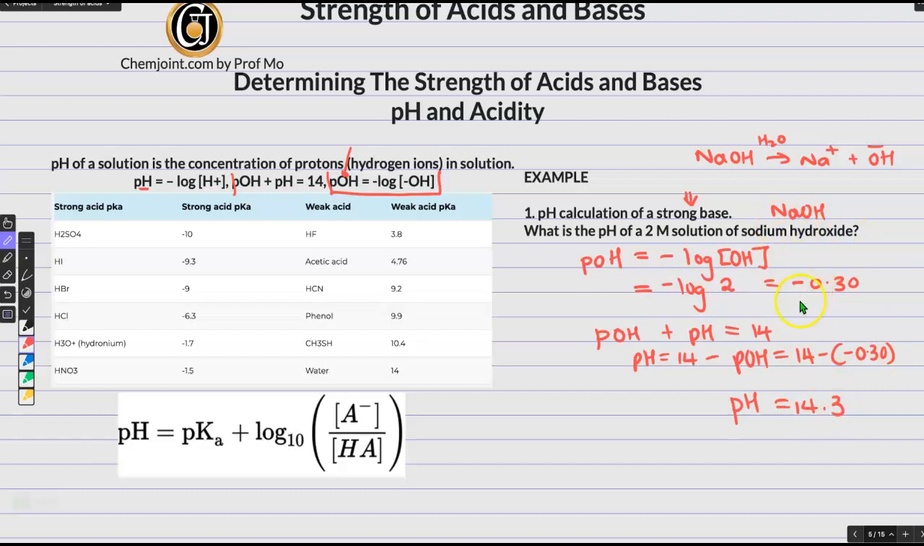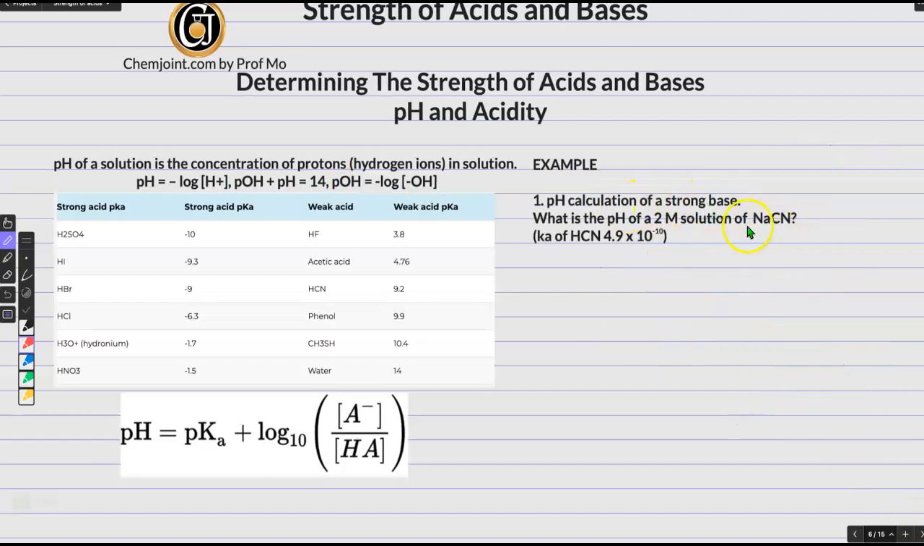What if you have a weak base? Then you'll have to use ICE charts like we did for ethanoic acid. So here you are asked to find the pH of a solution of NaCN. That is not a strong base. It's a weak base, because it does not completely ionize in water to give you OH minus. So in that case, we will have to use some sort of ICE chart to determine what's happening here.